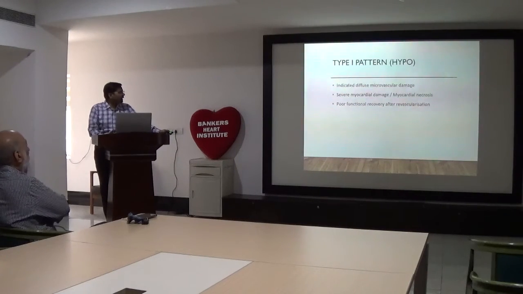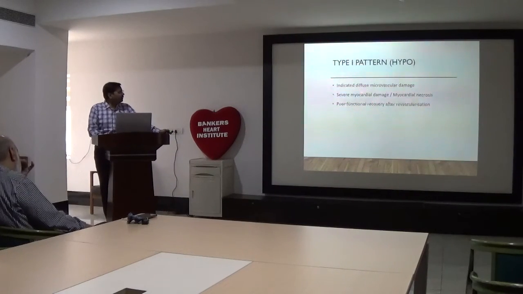The type 1 pattern, hypo, indicates the diffuse myocardial. I think I missed it. Type 1 pattern is of functional recovery after the revascularization.